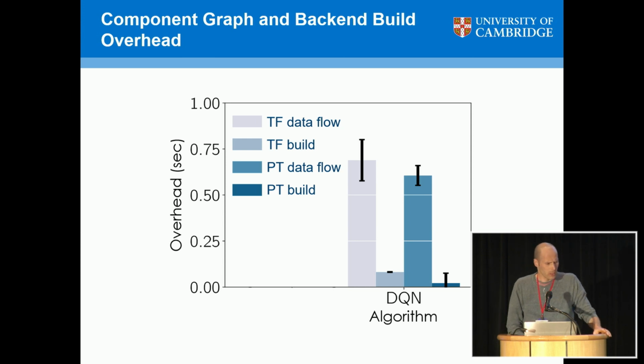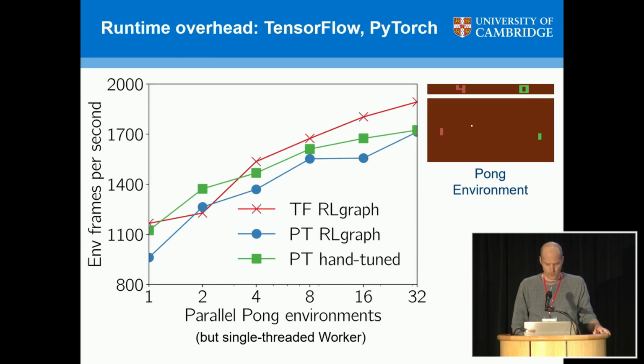DQN is a full-blown algorithm with 60 components. The network had over 1 million weights, so it took less than a second of overhead to build the graph with RLgraph. Compare this to the execution times of many hours when you run reinforcement learning experiments on a lot of environments. This is really no real overhead there.